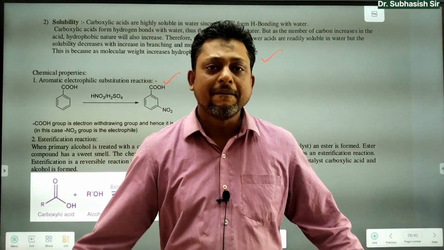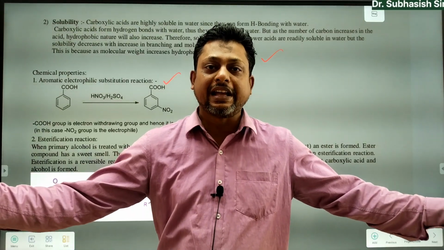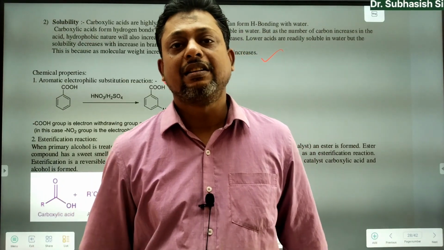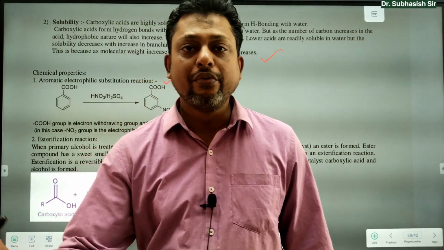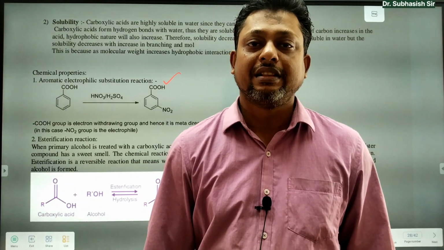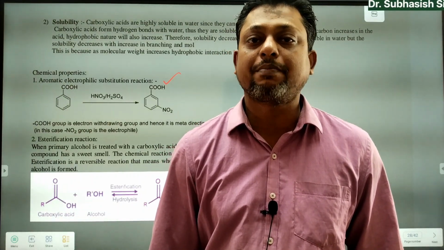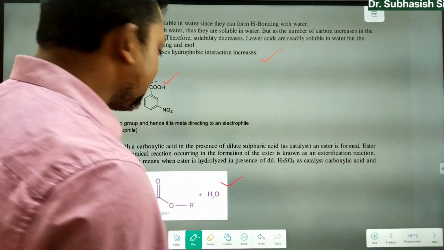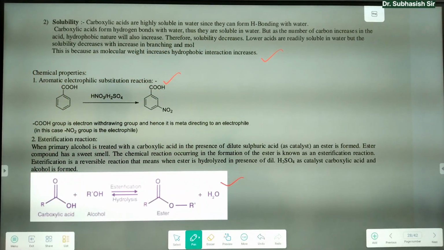What is an ester? An ester is a sweet smelling organic compound. They are also present in some fruits, which is why those fruits have a pleasant smell. They can also be used as perfume, right? So an ester is a sweet smelling organic compound. Now, how is this ester formed?